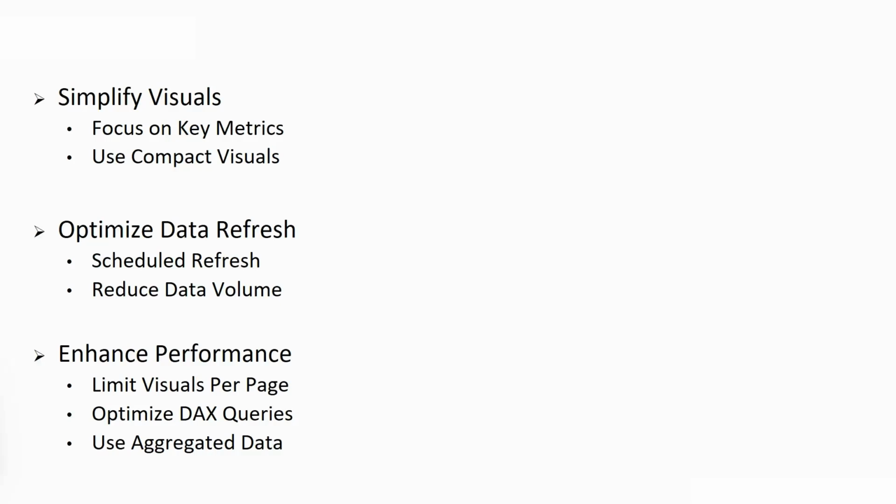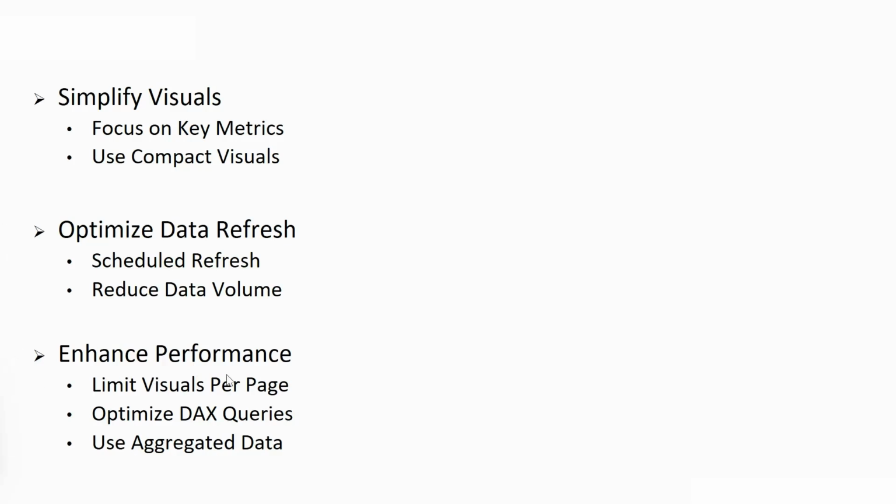interaction. Then you can also optimize the data refreshes. So you can provide scheduled refresh; ensure that your data is set to refresh at appropriate intervals to provide up-to-date information. This is especially important for mobile users who rely on timely data. The next one is reduce data volume. You can minimize the amount of data loaded into the reports to improve the performance. Use filters to limit the data to what is necessary for the mobile users.